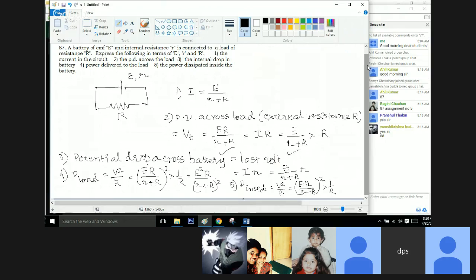My dear, power inside, I wrote V square by R, correct. That R is nothing but small r, na? So your thing should be smaller. When it is smaller, it is this much here. So if you slightly simplify, it is E square small r by r plus r whole square that is coming out. Okay, that is about 88.